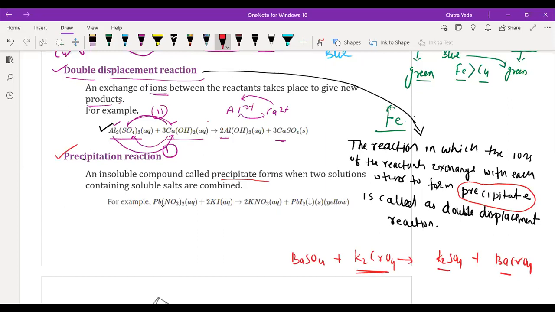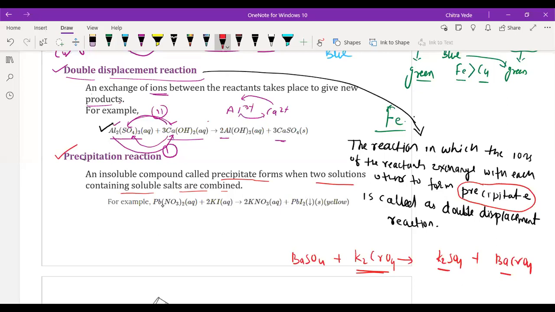So those reactions in which precipitate is formed, when two solutions containing soluble salt are combined. Same reaction, double displacement reaction we have. We can say double displacement reaction is nothing but precipitation reaction, where exchange of ion takes place. Such reactions are called double displacement reaction, and precipitate is formed, so we can also say precipitation reaction.